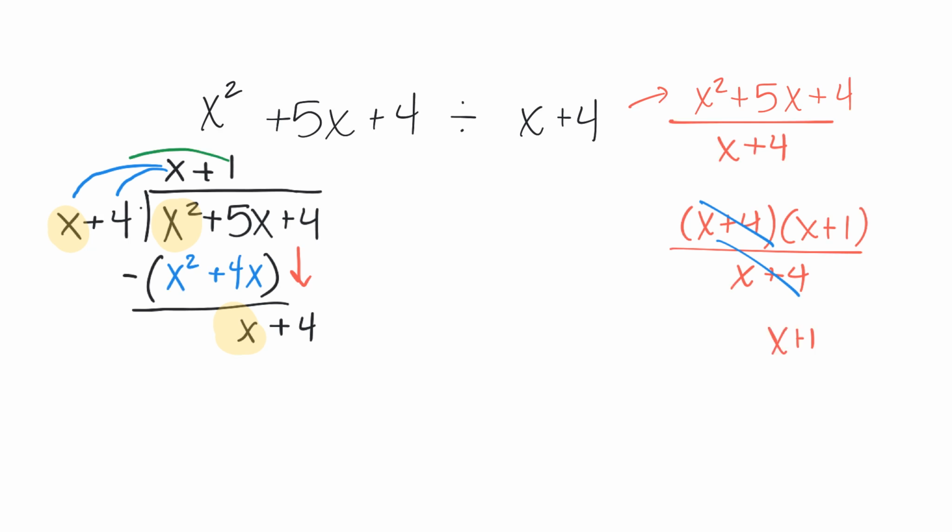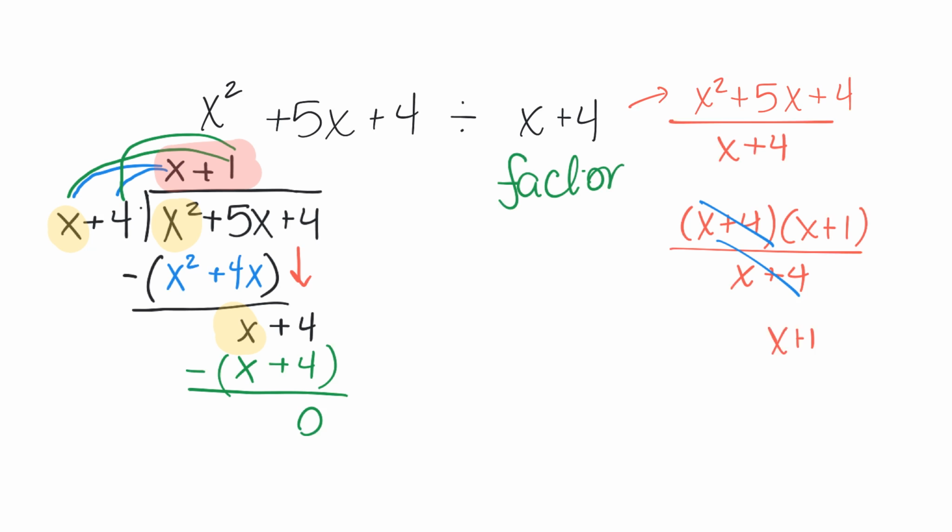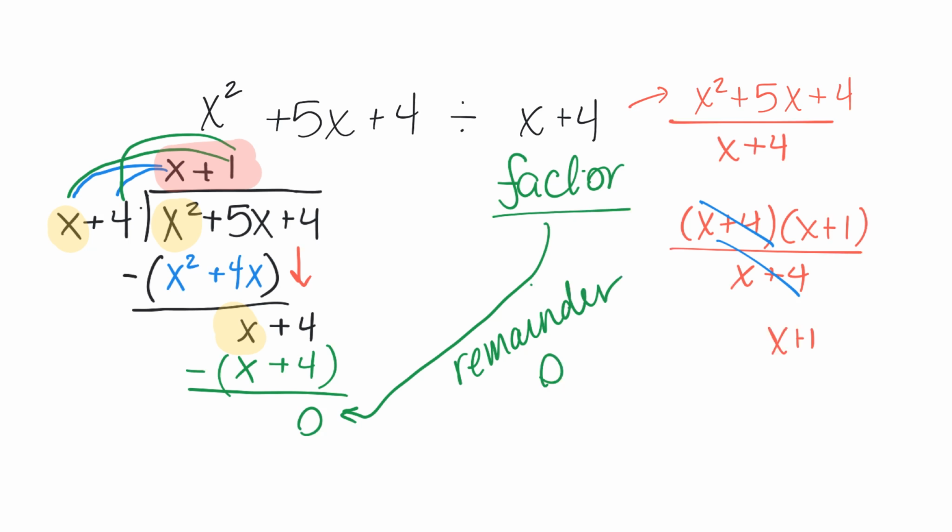Okay, multiply through. 1 times x is x. 1 times 4 is 4. Subtract the whole thing. X minus x is 0. 4 minus 4 is 0. So our remainder is 0. Our answer is right up here where it always is. And we know that x plus 4 is a factor. And we know that now because the remainder was 0. And having a remainder of 0, we know, means that whatever you divide it by is a factor. Okay? Let's try it again.